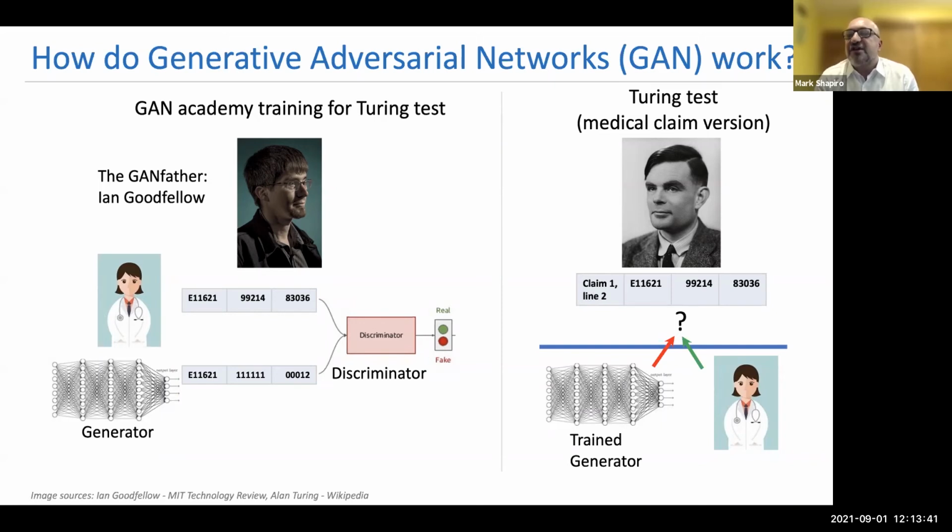So the question is whether that claim was generated from a real office visit or by a model. To train it, if you look on the left, the overall model structure has a discriminator that tries to discriminate between the real claim on top and a synthetic claim at the bottom. The discriminator and generator are trained until the discriminator cannot distinguish between real and synthetic anymore. At that point the generator is trained, and it can be used to generate synthetic claims.